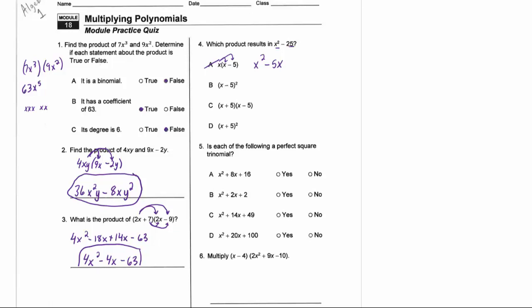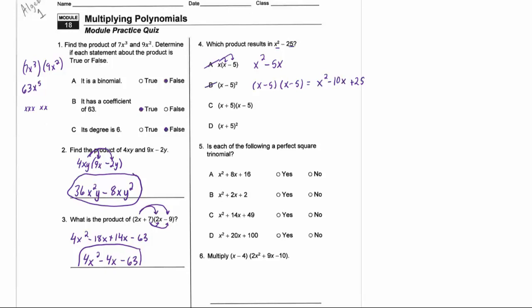x minus 5 squared, and this is actually a special pattern as well. If you don't know the pattern, we have to write it twice and multiply it out. The pattern is that it's the first thing squared, and then it's the second thing squared, but in the middle we do x times 5, which is 5x, and then we double it. Because it's a minus sign, we'd have a minus sign.